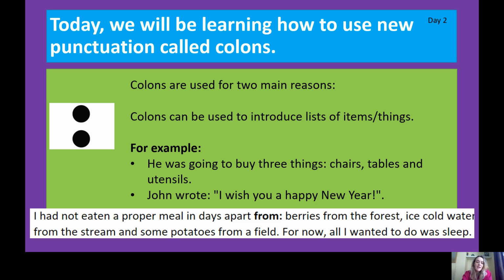So the first example, he was going to buy 3 things, colon, chairs, tables and utensils. So it's used to list items here. And the second example here, John wrote, colon, "I wish you a happy new year," and remembering to include the inverted commas here as well. So you've got 2 different examples here of colons being used before a list of items. And you'll notice, screenshot at the bottom here, from the model text, you've got the colon as well, being used to introduce a list. I've not eaten a proper meal in days, except from, and you've got the list here, the berries, the forest, ice cold water from the stream, and some potatoes from a field. So you've got an example from the model text as well of a colon being used in this situation too.